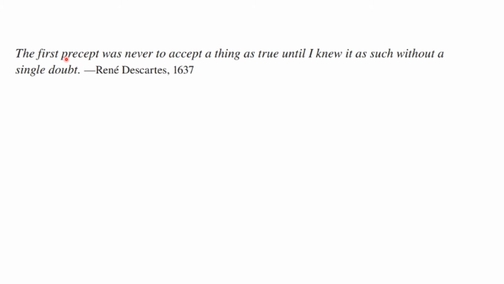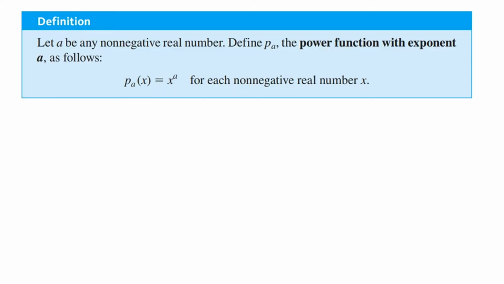Descartes was quite a philosopher, and one thing he said was the first precept was never to accept a thing as true until he knew it was such without a single doubt. He started worrying about, does he actually exist? And he concluded that the only way he knew he exists is because he could think. And this is where the "I think, therefore I am," or in Latin, "cogito ergo sum," came from. But anyway, we're going to be talking a little bit about math.